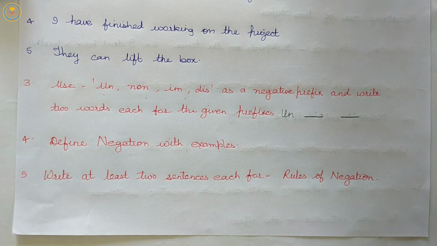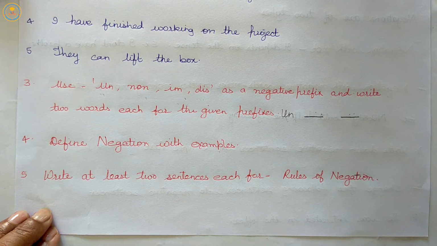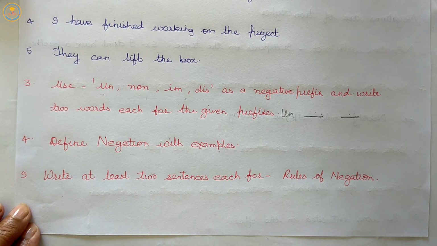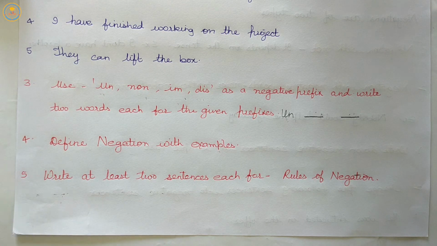Next is to write at least 2 sentences each for the rules of negation. You have read 5 rules, and remembering the rules in your mind, step by step, you will have to write at least 2 sentences for each. First mention the name of the first rule of negation and then write 2 sentences in front of it. Then second rule, third, fourth, like this. And we will discuss the answers in our next class.